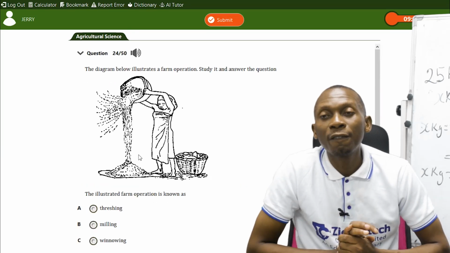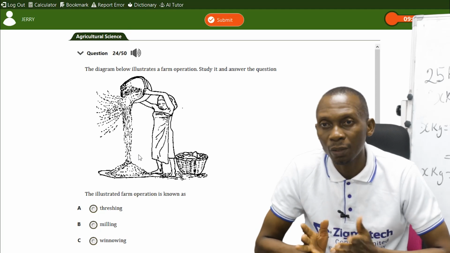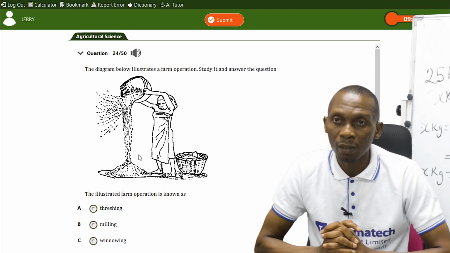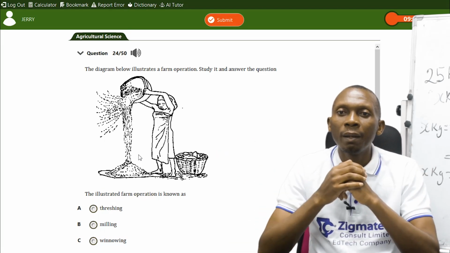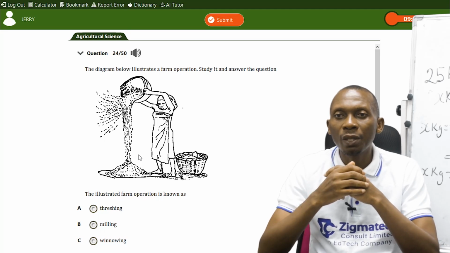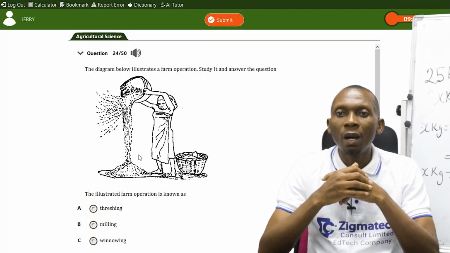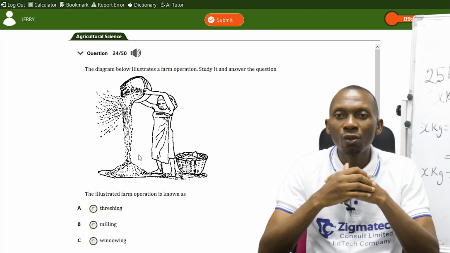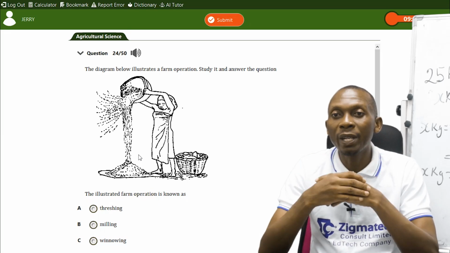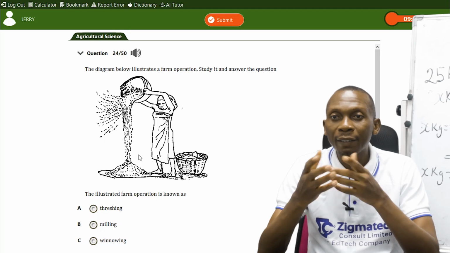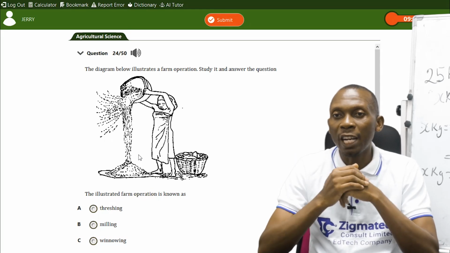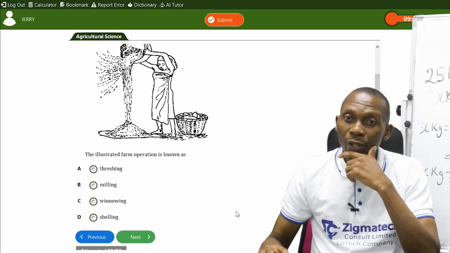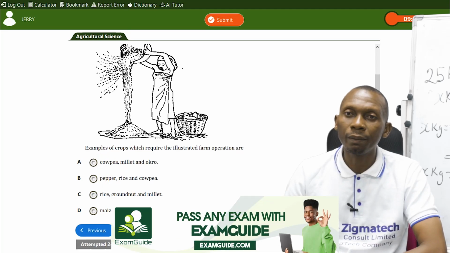The diagram below illustrates a farm operation. Study it and answer the question. Now, the illustrated farm operation is known as what? It's a woman with a calabash or basket, where she's trying to process some grains, trying to make the grains neater after threshing. After threshing, she's trying to get rid of the chaff, and the process of doing that is called winnowing. So the answer is C, winnowing.